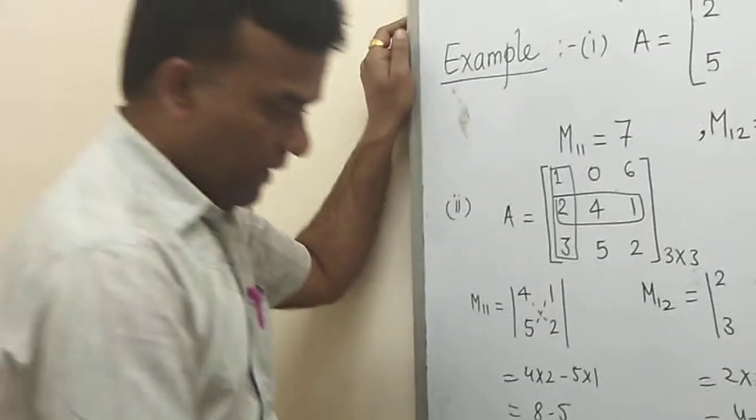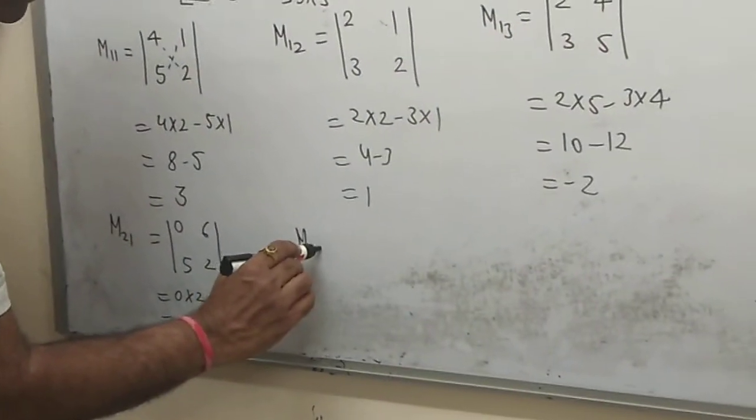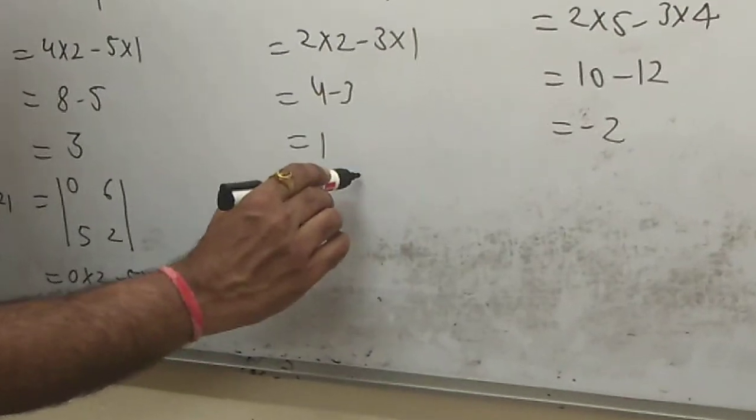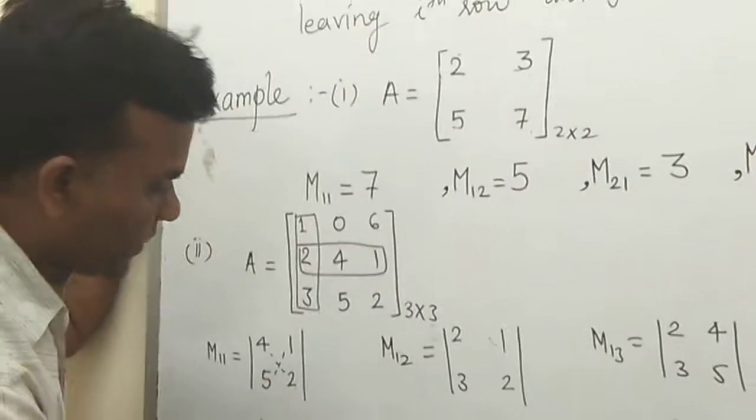Then similarly you find M22. M22 means second row, second column. Then your value is 1632.